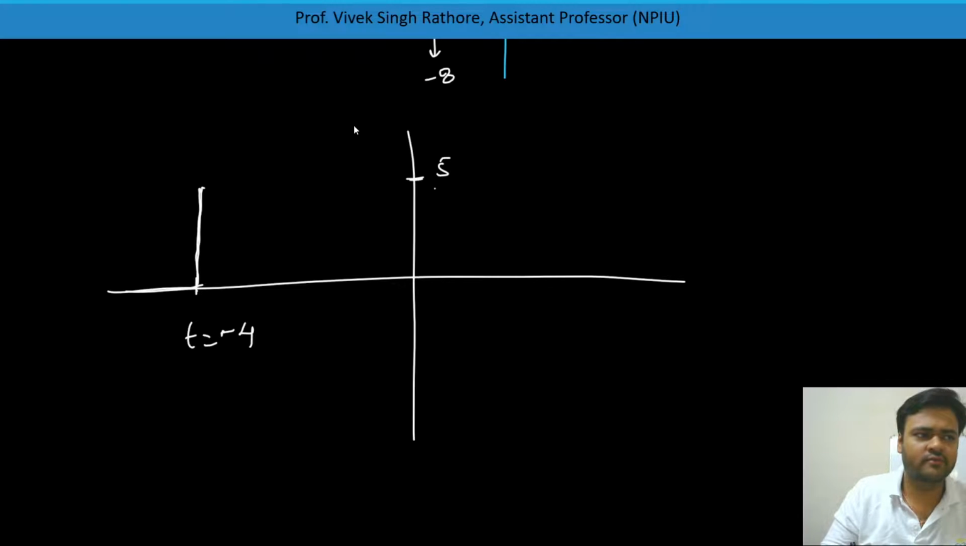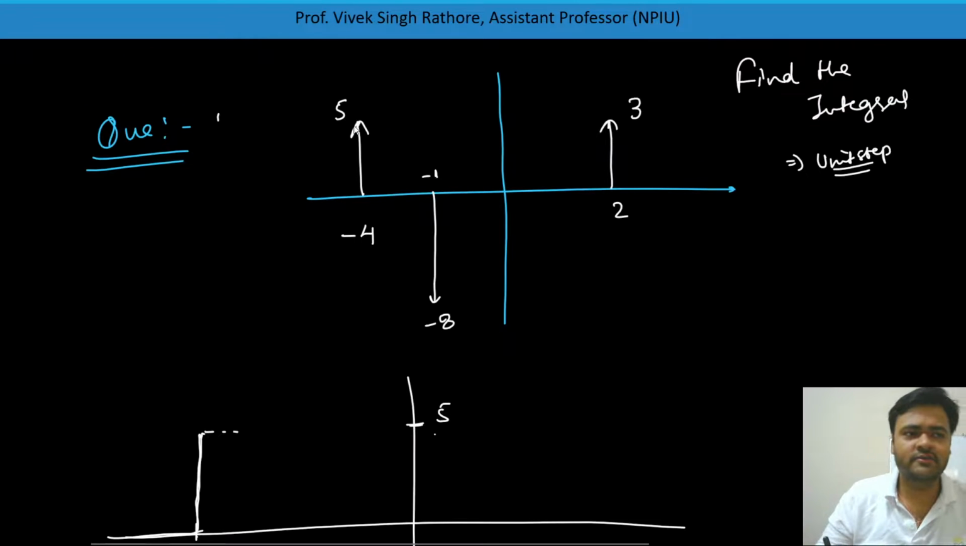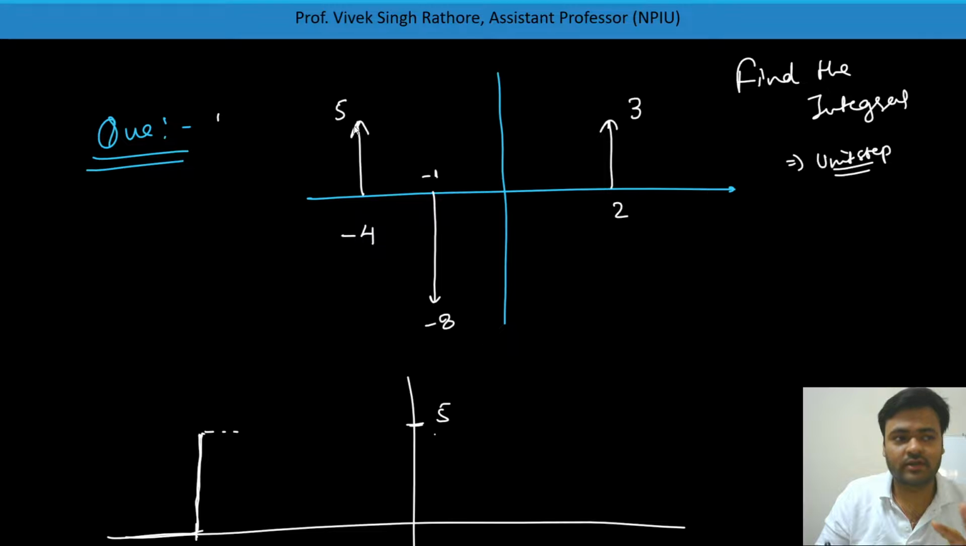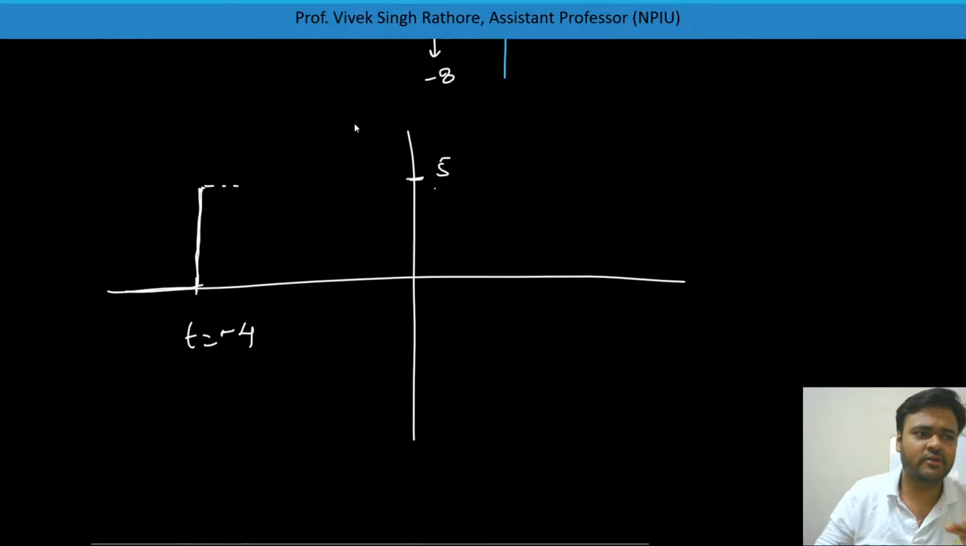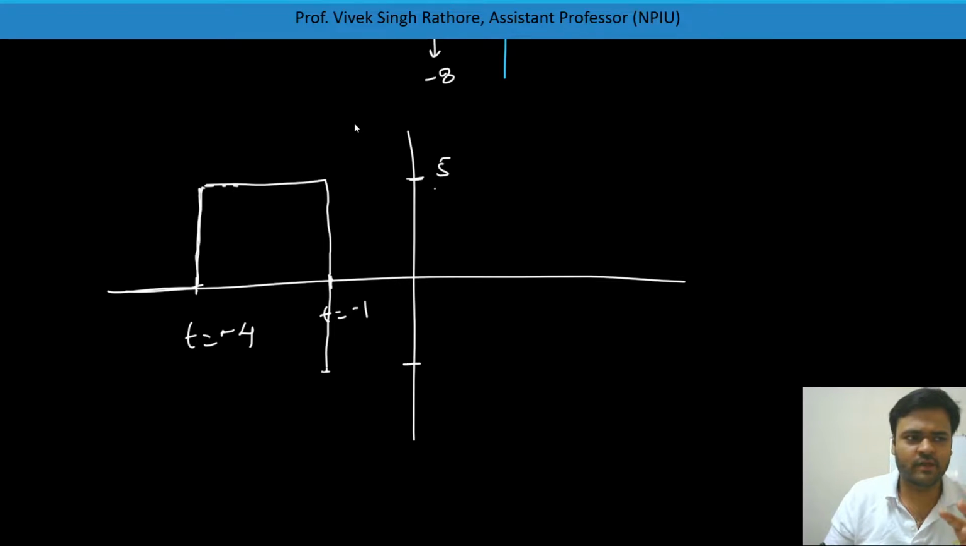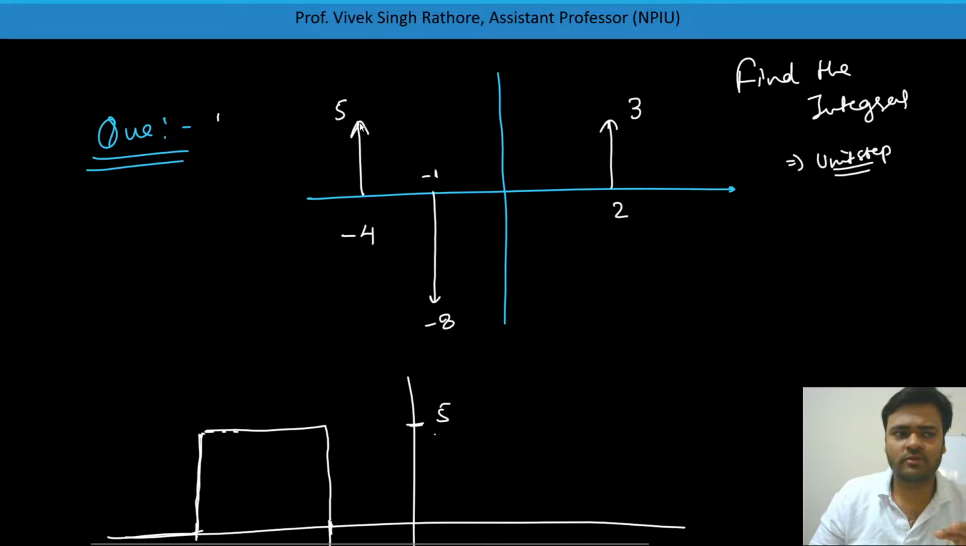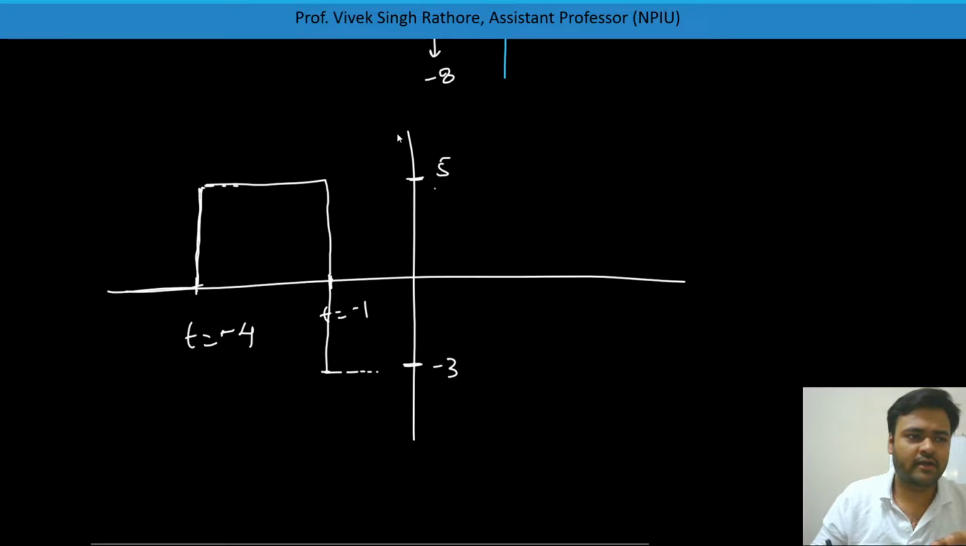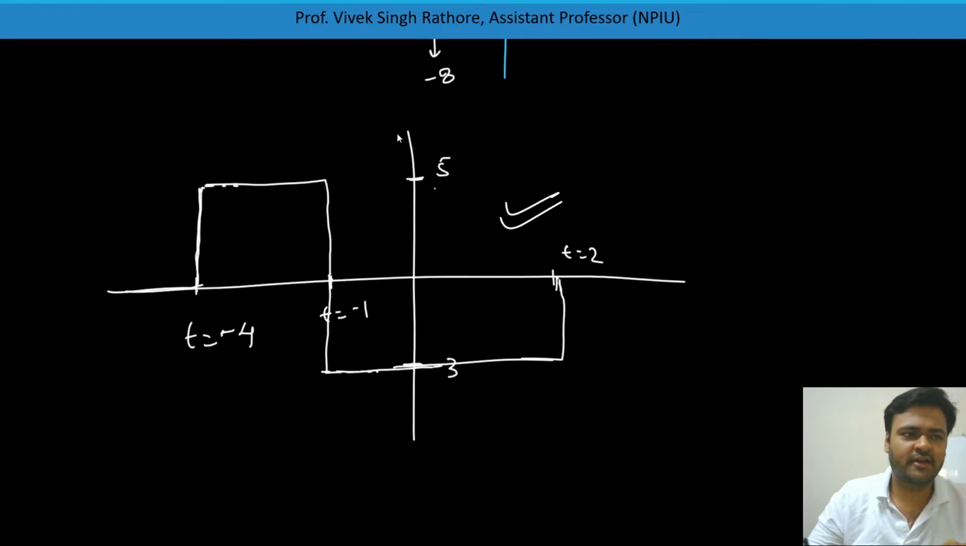This value will be 5, and this will go on up till t equal to minus 1, where there is a step change of minus 8. Minus 8 means it will be downward by 8. Already 5 step change is in the positive direction, and then 8 in the negative, so overall it becomes minus 3, and it will go on up till t equal to 2, where there is a step change of 3. So it goes up by 3. Okay, so this is the integral of this signal.